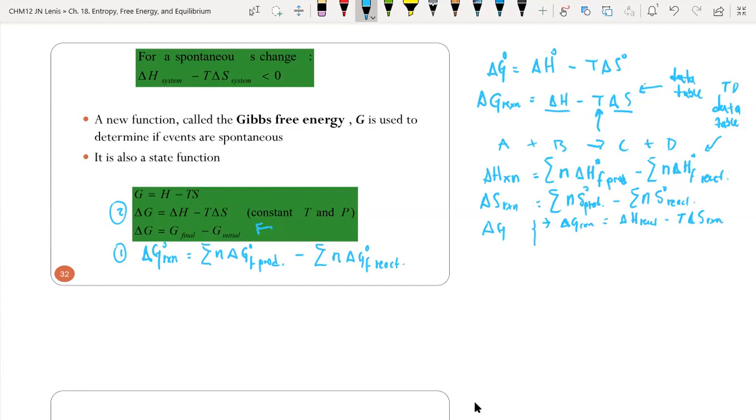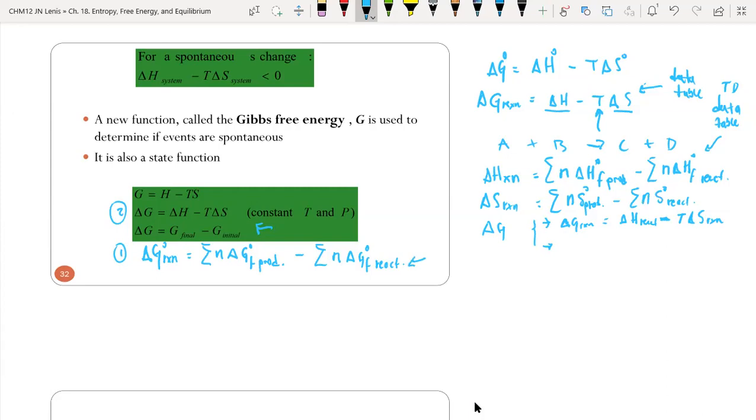Since you already took these measurements, you plug this number over here, plug that number over here, the temperature is given, and solve it. Be careful with the signs. Signs are very important. Now, if you have plenty of time, you can find delta G this way.